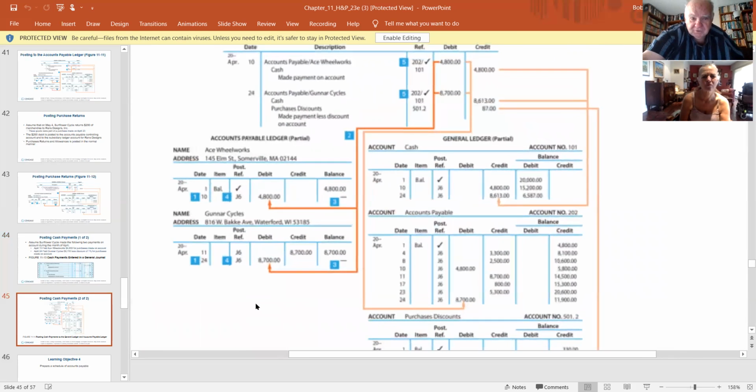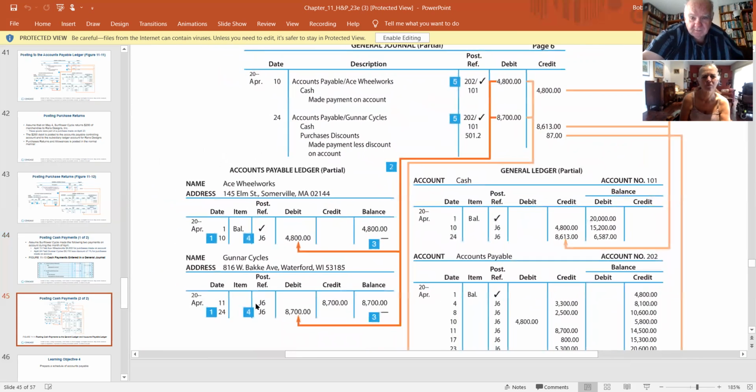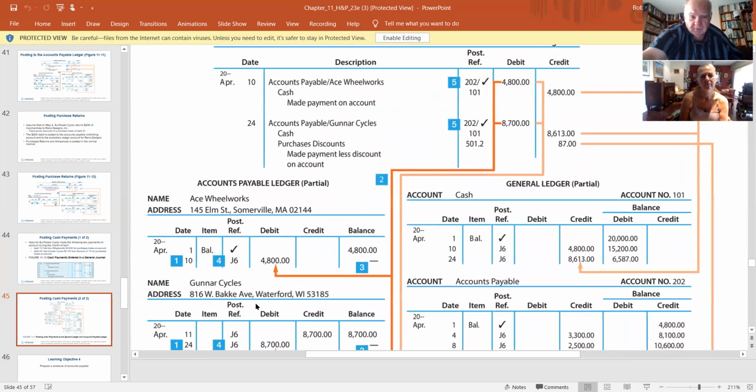And now they're just showing you posting the cash payments. Again, all we're interested in, Carrie, is wherever we see accounts payable in the AP ledger. So here we had 4,800. This customer, we no longer owe him any money, and we no longer owe Gunnar that 8,700. The accounts payable ledger just tracks all the debits and credits to one account only, accounts payable. In the general ledger, we're picking up all the others.